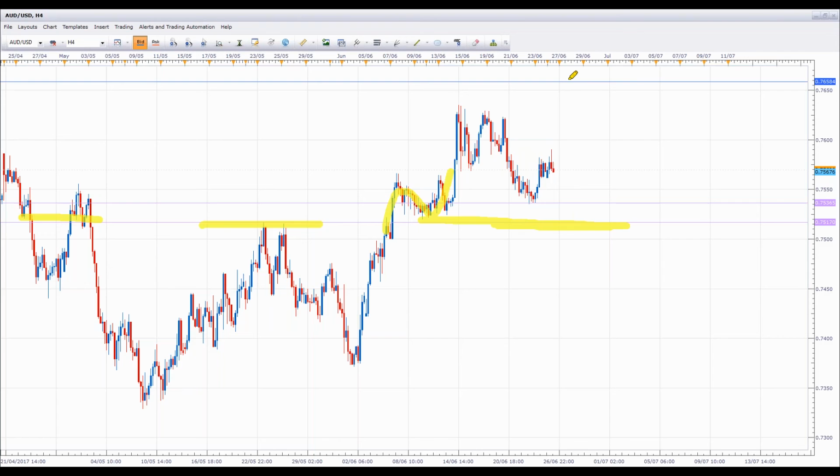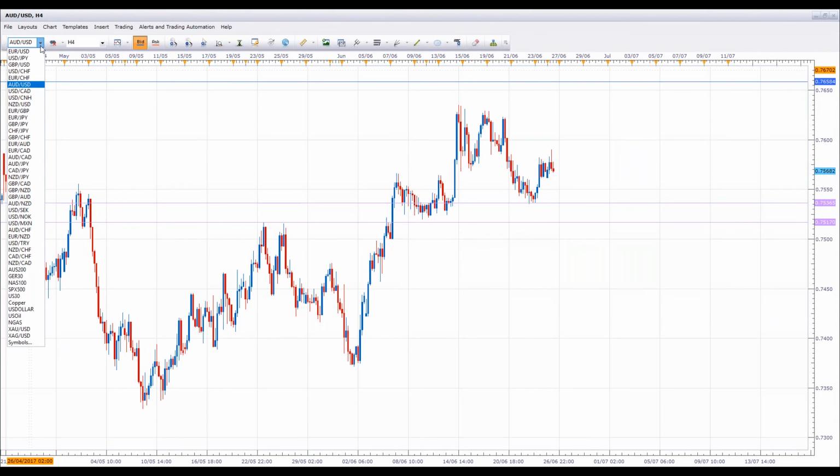So overall, we're looking up to the 0.7658 to continue the trend. But just beware, we're looking for at least a move back down to the level bottom first, and then in these areas we're going to start looking for bullish formations and patterns to see if we can get a continuation of the overall move to the upside. So that's what we're looking for this week on the Aussie US dollar.